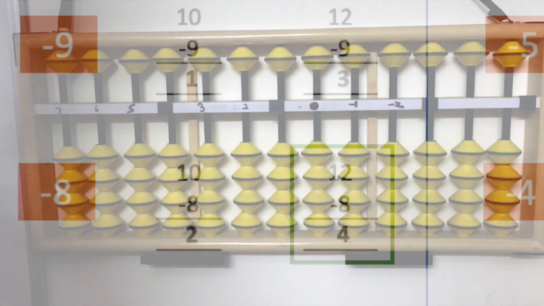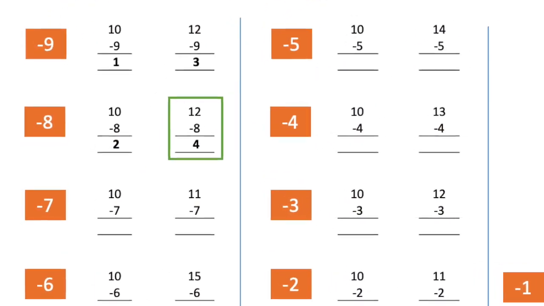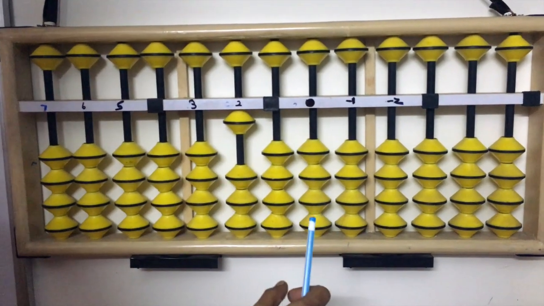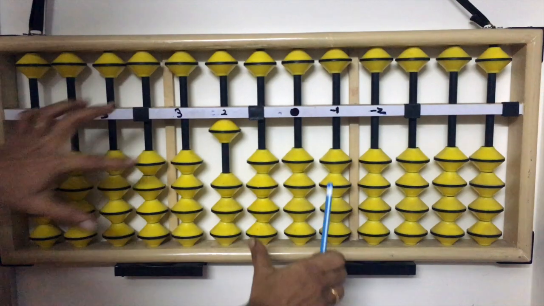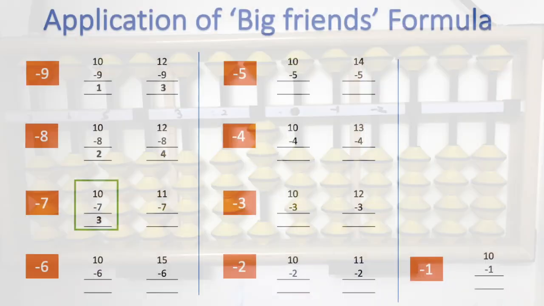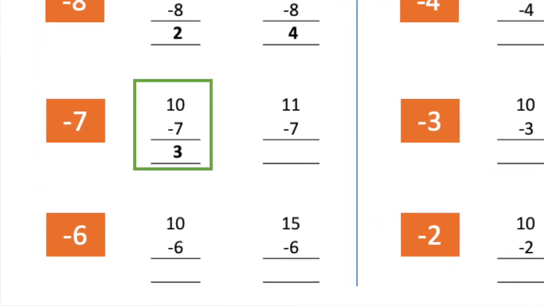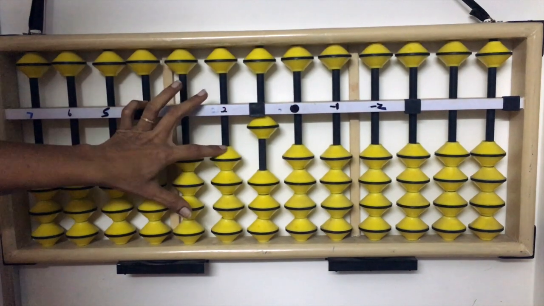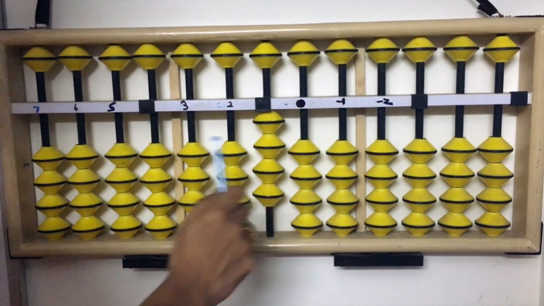Now, we will see the formula to do minus 7. 10 minus 7. To do minus 7, friend of 7 is 3. So minus 10 plus 3. So the value is 3. Now 11 minus 7. To do minus 7, minus 10 plus 3. So the answer is 4.